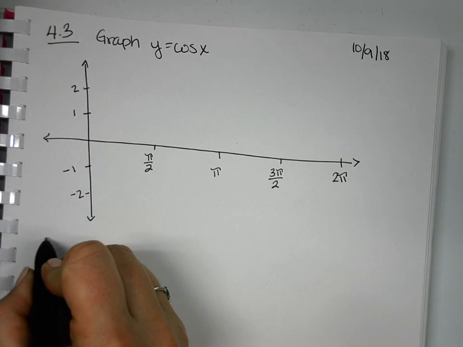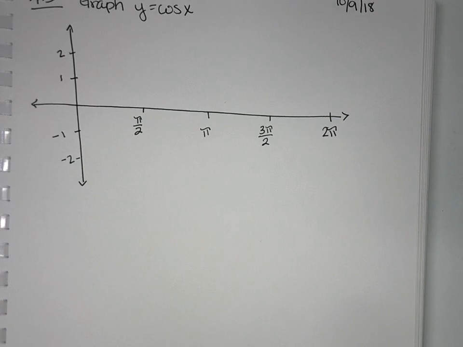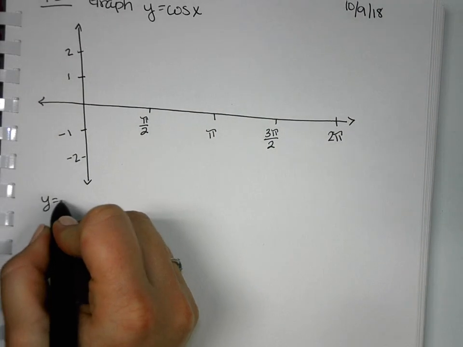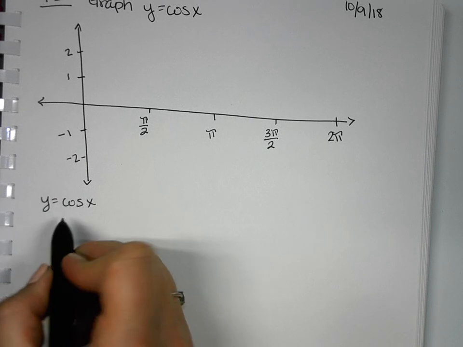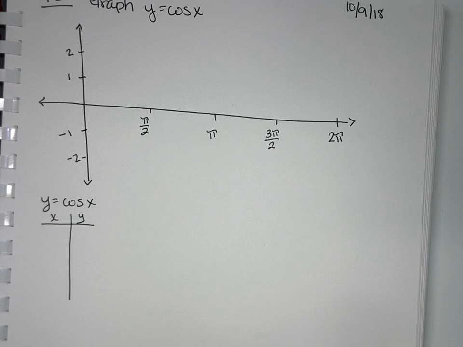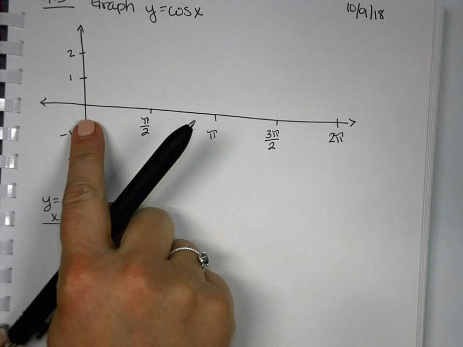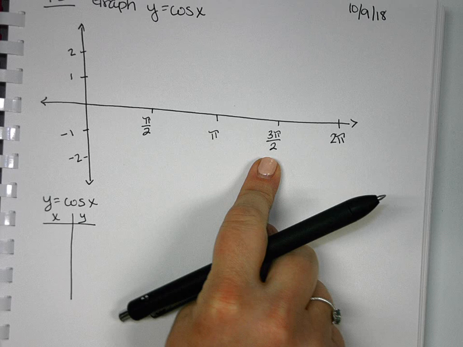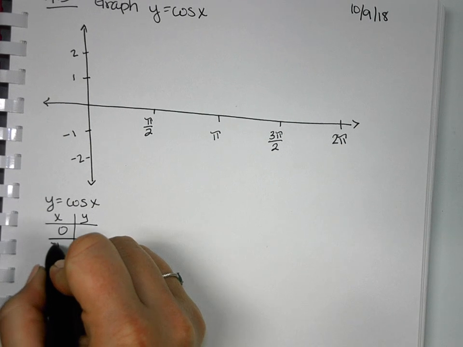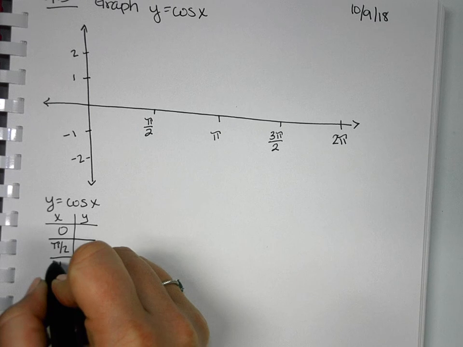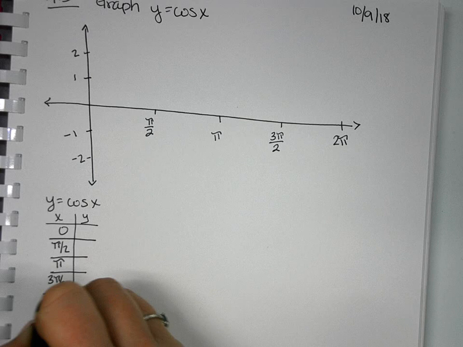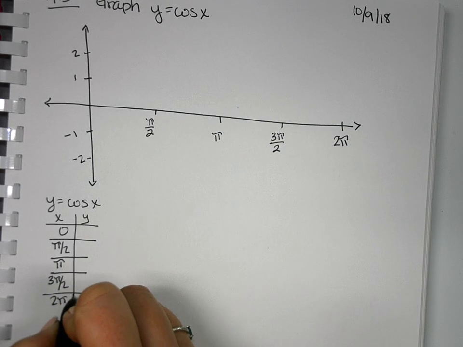So just like yesterday, we're going to start with a table of values, and I'm going to start with just the basic cosine of x. So again, I'm going to use just my key values of 0, pi over 2, pi, 3 pi over 2, and 2 pi. And we're going to plug these values into our function to get the y values.